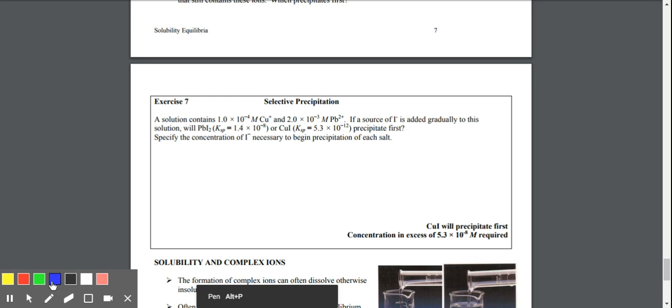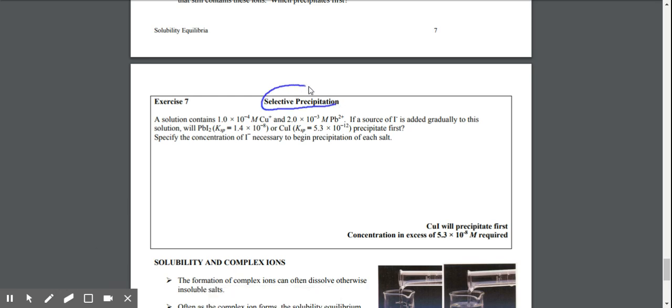In this video, we're going to talk about something called selective precipitation. This is a question that is asked specifically for Ksp. The information it gives you is a concentration of one ion, a concentration of a second ion, and it tells you that something in common with both of these is poured into the solution. So we have PbI2 versus CuI, and it gives us two different Ksp values.